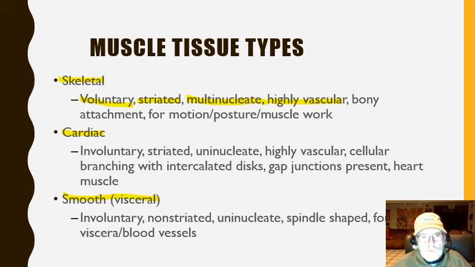If you cut skeletal muscle, it bleeds like a fish, okay? It has a bony attachment for motion and for posture and muscle work. And what happens is the area where the muscle becomes attached to the bone is called a tendon.